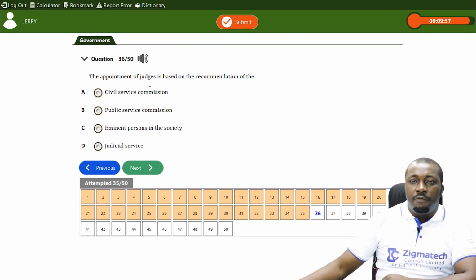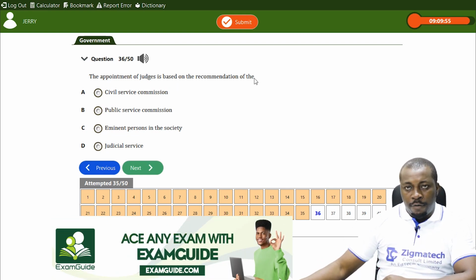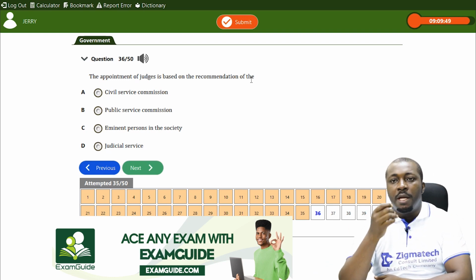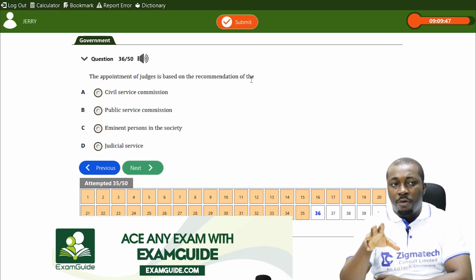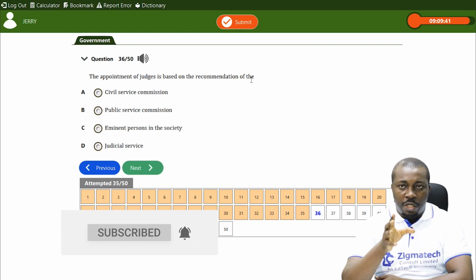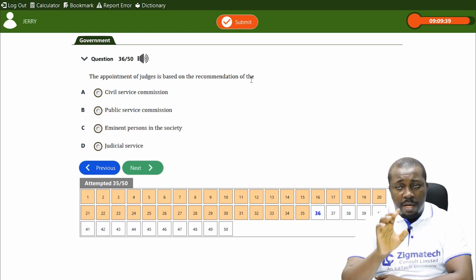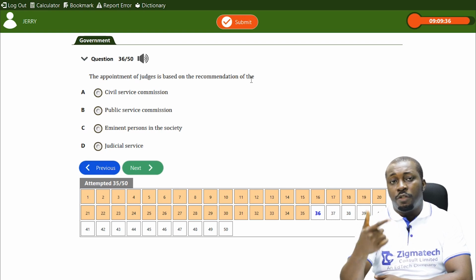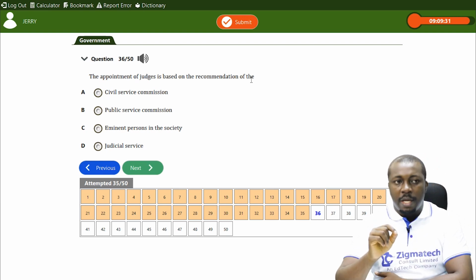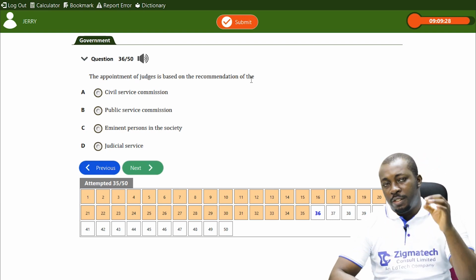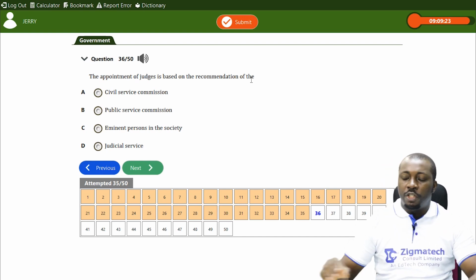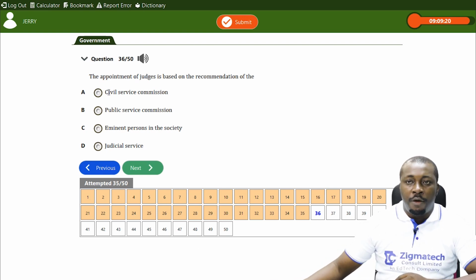Now, the appointment of judges is based on the recommendation of the... Now, this tests you on the judiciary as an arm of government. How are they appointed? Of course, we know that the president, the chief executive, appoints members of the judiciary, especially the judges. The legislature will approve. But before that, how will the president know the right person to be appointed as chief justice of the country, to be appointed as judges of the Supreme Court, to be promoted in the judiciary?